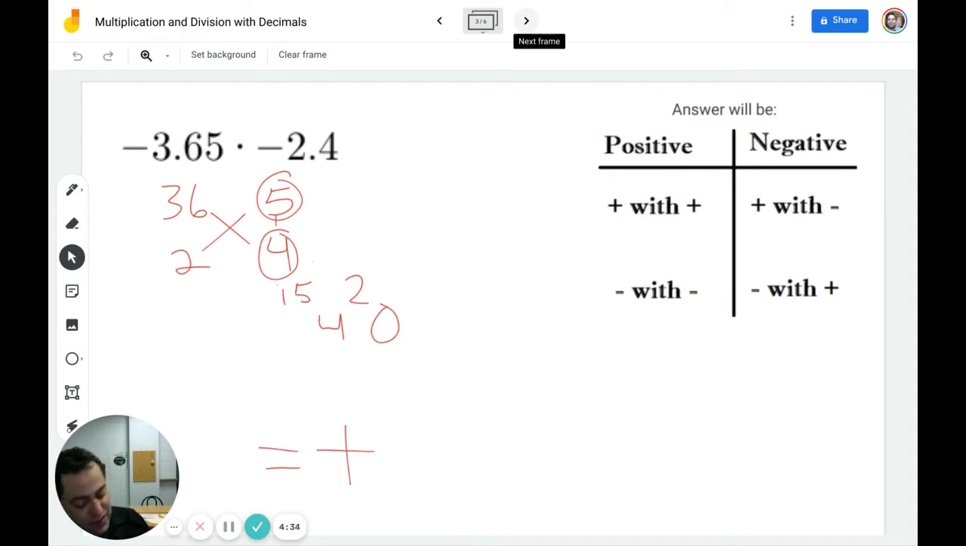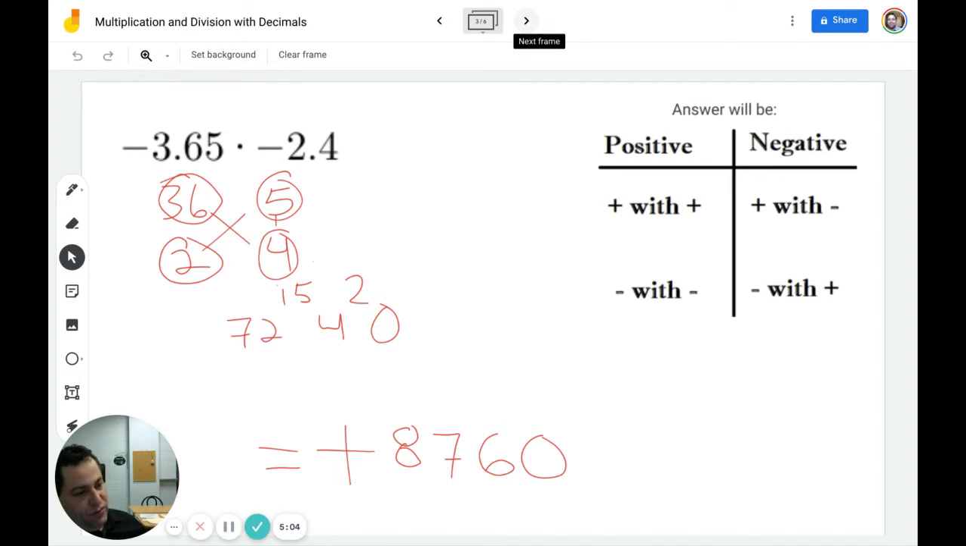Lastly, I do 36 times 2. So 2 times 30 is 60. And then 2 times 6 is 12. 60 plus 12 is 72. So now in order to write the answer, I would just add the numbers to their superscripts. So I have 0, 4 plus 2 is 6, and 72 plus 15. So 72 plus 10 is 82. 82 plus 5 is going to be 87.